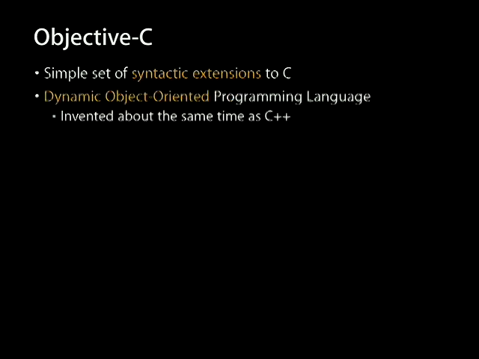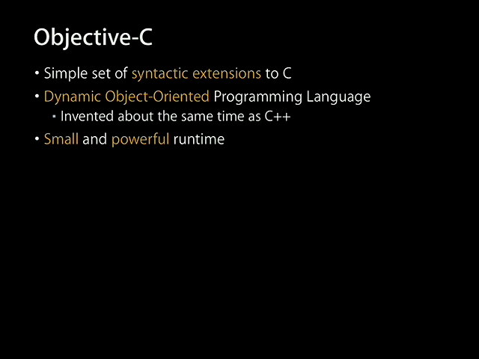So, Objective-C. Well, it's a simple set of syntactic extensions to C. And it's truly a set of extensions. It doesn't try to overload or override existing behaviors in C. It is a dynamic object-oriented programming language. And by dynamic, I mean that you have a lot of control of the behavior at runtime, and there's a lot of behaviors that happen at runtime as your applications are running, as opposed to all compile time or all static. It was actually invented about the same time as C++. So this is a very mature language.